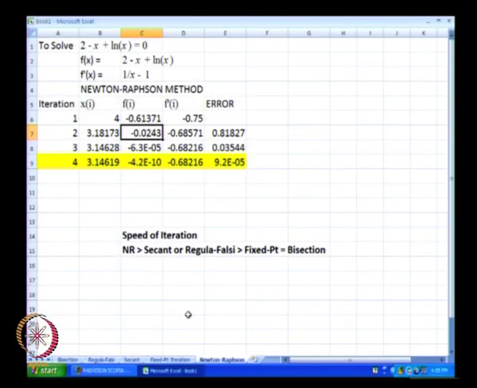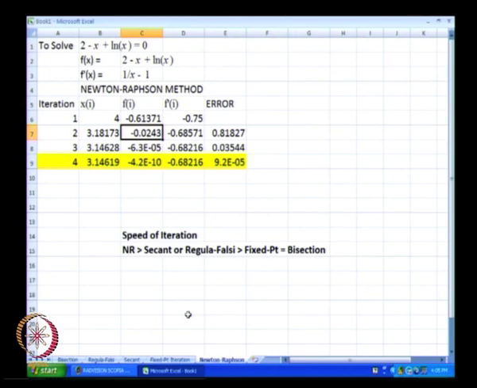So this is essentially what we intended to cover using Excel. We have covered bisection, regula falsi, secant method, fixed point iteration method, and the Newton-Raphson method using Excel. The way we have tried to use Excel is to bring out some of the salient features of each of these methods that are going to be of interest to us in discussing these methods going forward.